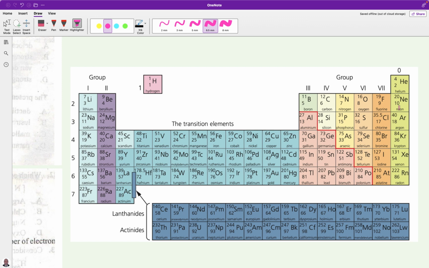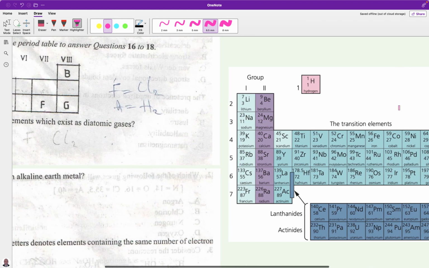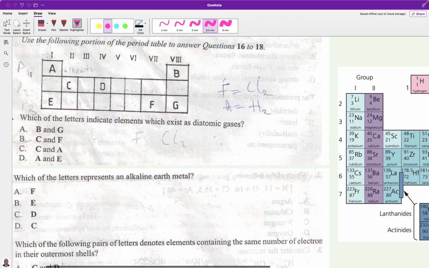So in period 2 of the periodic table, we have lithium to neon. Lithium is represented here as A, and neon is represented too. Lithium is in group 1 of the periodic table, and it is period 2. So A here is group 1, and it is supposed to be period 2.